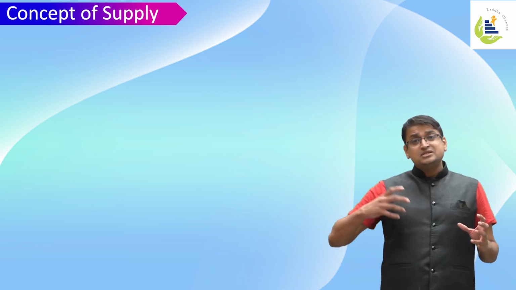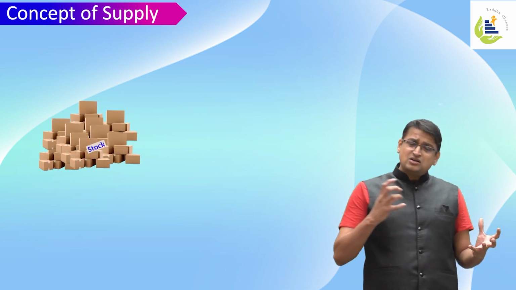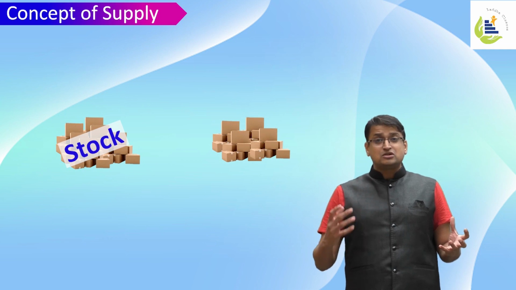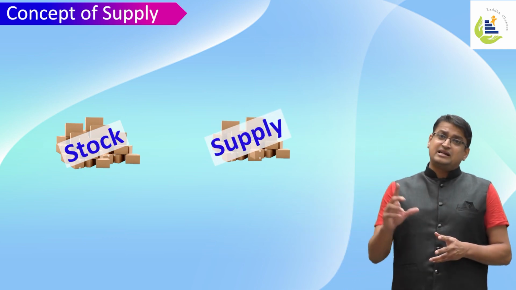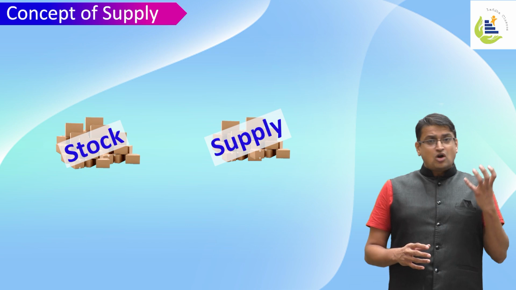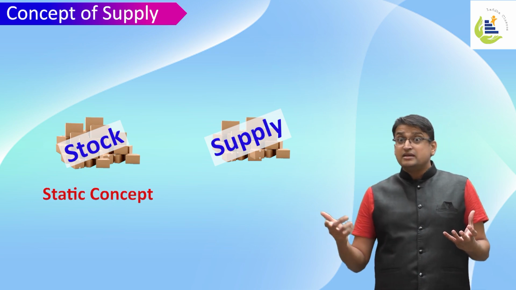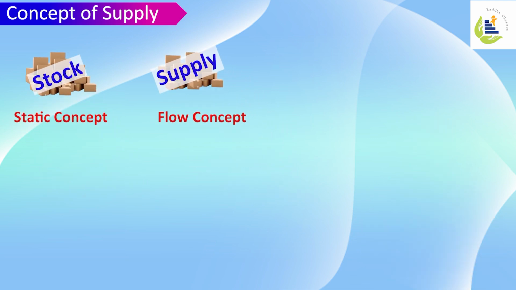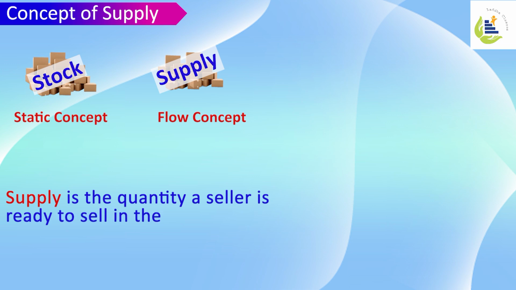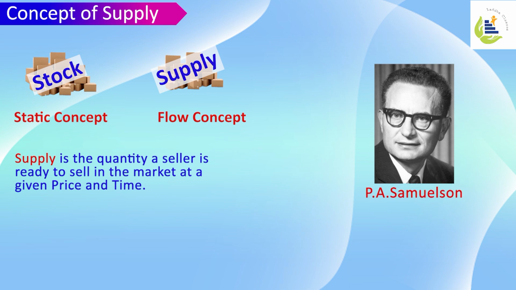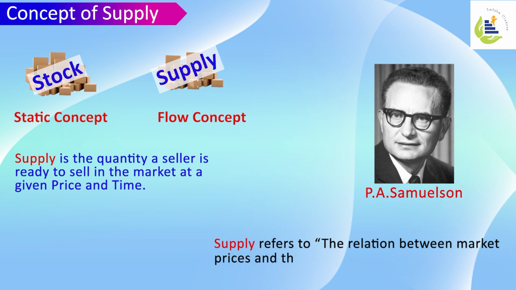Similarly, what happens in the case of supply? Supply is the part of stock that the producer or the seller is willing to supply in the market at a price. So stock is a static concept out of which we try to create supply, and hence supply is a flow concept. Supply is the quantity a producer or seller is ready to sell in the market in a given period of time at a price. According to P.S. Hamilton, supply refers to the relationship between market price and the quantity, the amount of goods a producer is willing to supply.